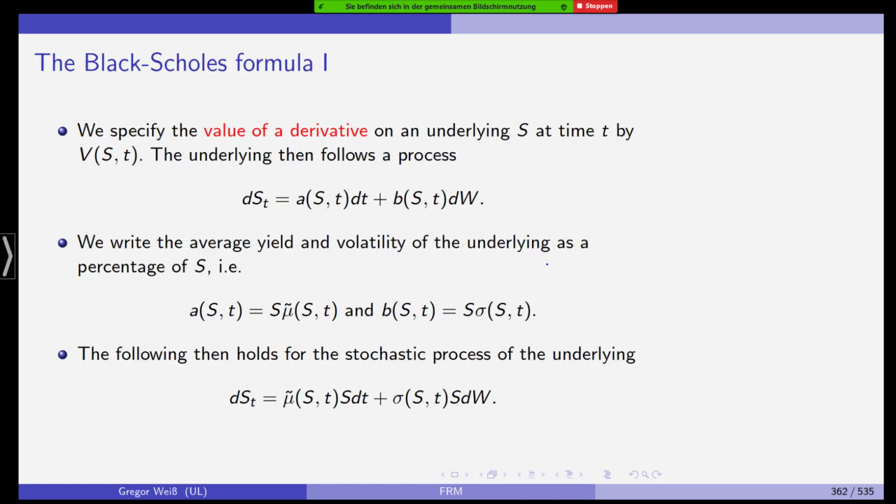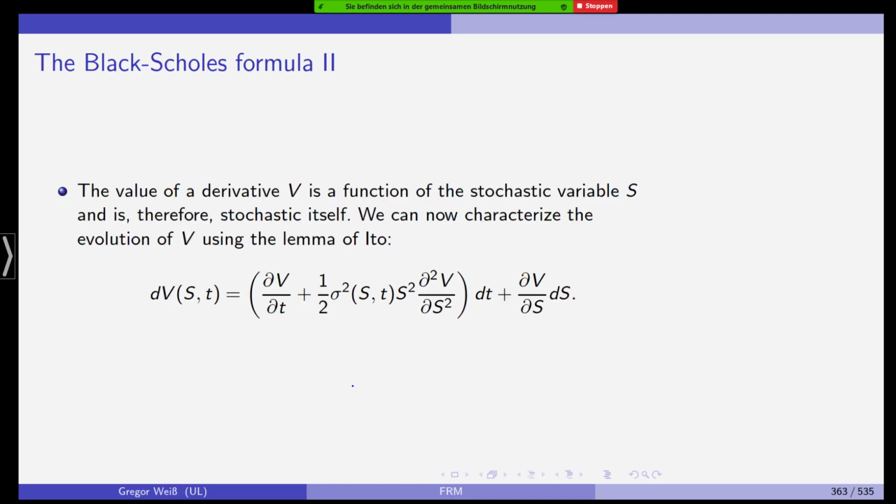So we start out with the value of a derivative on the stock S at time t. Underlying follows dst with a general diffusion process, a parameter dt plus parameter b times dw. We can write this a little bit different. As you can see, if we take the average yield and volatility, we can also write this as a geometric Brownian motion. You see that suddenly S drops in here. This is not really relevant, but we start out with the value of a derivative. We now call it not f, but we call it v for value.